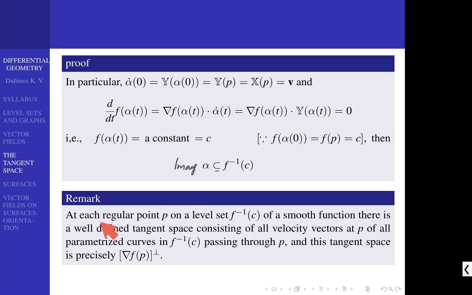Now we have a remark: at each regular point p on a level set f inverse c of a smooth function, there is a well-defined tangent space consisting of all velocity vectors at p of all parameterized curves in f inverse c passing through that point p. And this tangent space is precisely computed using this subspace, del f of p perpendicular. Okay, this is the consequence of this theorem. This completes chapter 3. Now we need to work out the problems of the exercise of chapter 3.